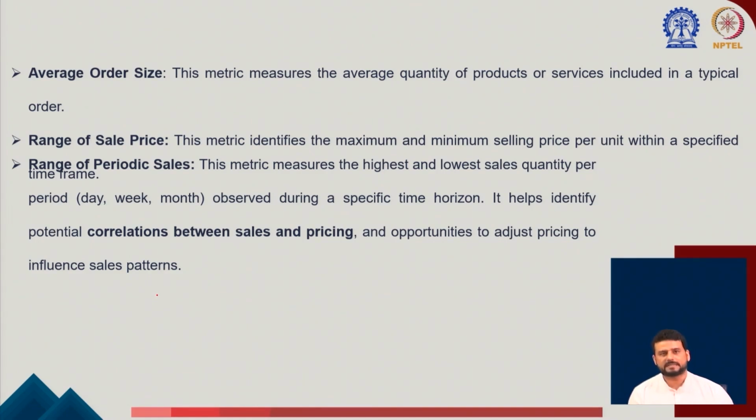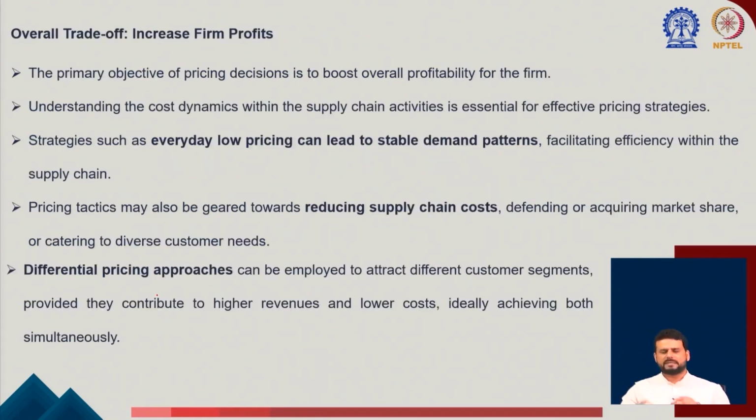Range of periodic sales: how quickly the sales are coming, and what the highest and lowest sales quantity is, whether you are talking day wise, week wise or month wise. It will again help you find out whether there is any relationship between lowering or increasing the price and sales, right? So on the trade-off, you can see this quickly in pricing. Everyday low pricing means stable patterns. With pricing fluctuation, demand fluctuation will be there. That again puts extra pressure on the distribution network, right? So this is how you need to make the trade-off between these.